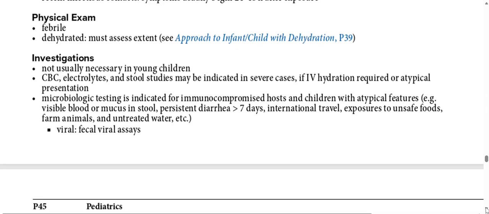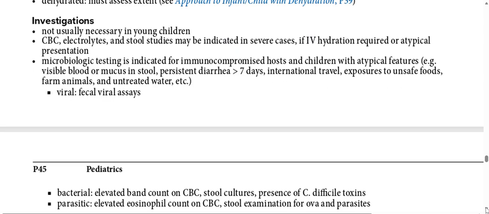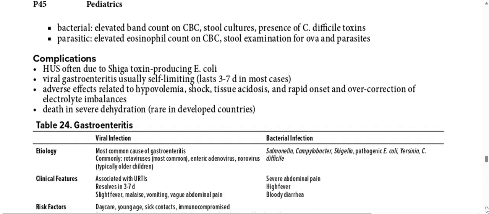Fever is there, dehydration is there. Investigation is not usually necessary in young children, but some blood work like CBC, electrolytes, and stool studies are indicated in severe cases, if IV hydration is required, or if atypical. Then we have to do investigations, including microbiological testing for immunocompromised hosts and children with atypical features. Viral: fecal viral assays can be done. Bacterial: CBC, we have to check the neutrophil count, and stool cultures. Parasitic: elevated eosinophil count, stool examination.